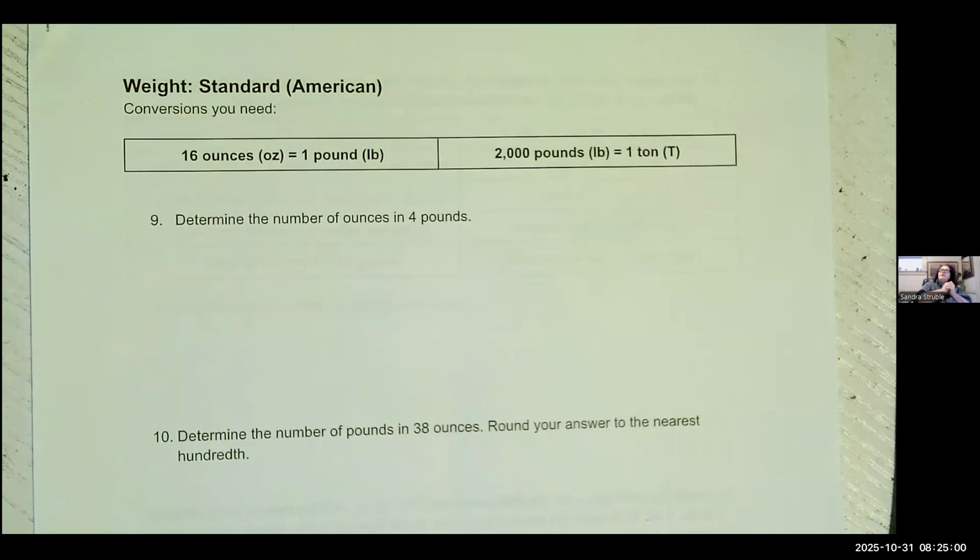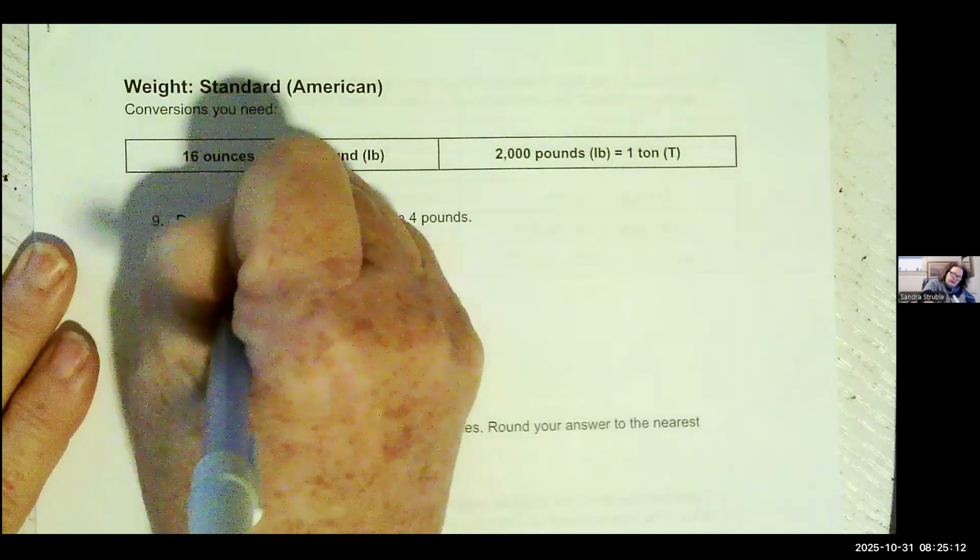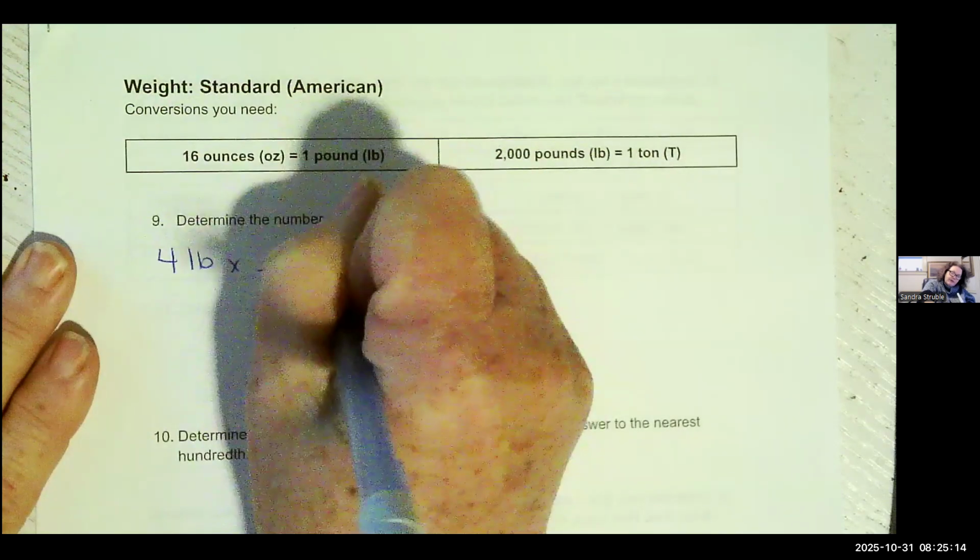We're going to start with what we're given, as usual. It says determine the number of ounces in 4 pounds. So start with the 4 pounds. Put this over 1 if it helps you. I need to get rid of my pounds and I'm going to ounces. And this is a one-step conversion for me.